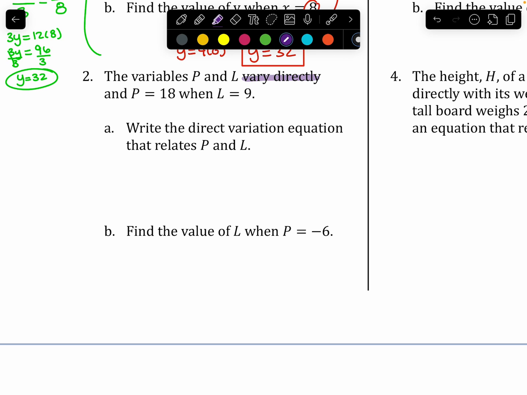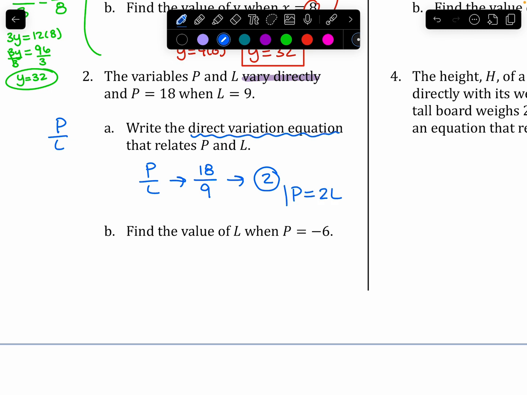Let's look at example 2. It says the variables p and l vary directly. P is 18 when L is 9. So this question actually does not give us our variables x and y. We're using P and L. So the rule is whatever they give you first goes on top, okay? So we are going to do P over L. So we have P over L. It tells me that P is 18 when L is 9. So when I simplify that, I get 2. So my direct variation equation will be P equals 2L.